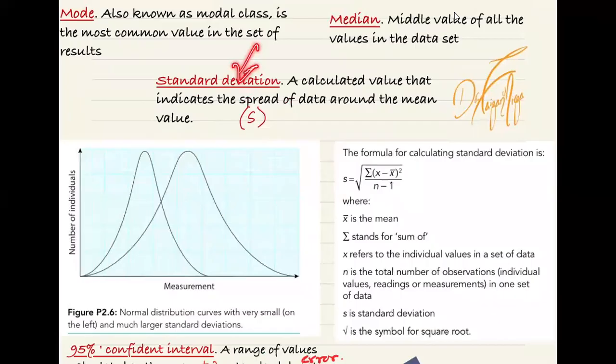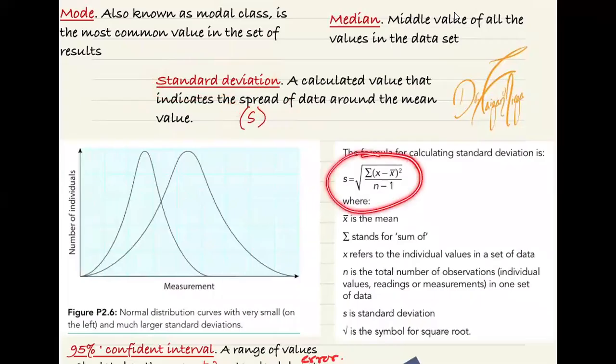Standard deviation. A standard deviation is a calculated value that indicates the spread of data around the mean value. The standard deviation shows you whether the data is less varied or more varied. If the value of standard deviation is low, it means that the data is less varied, the data is more reliable. If the value of standard deviation is high, it means that the data is more varied and less reliable.